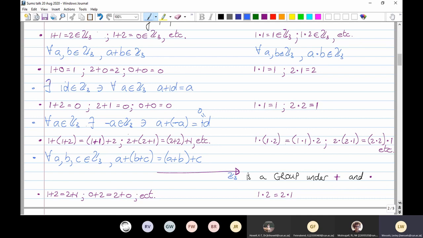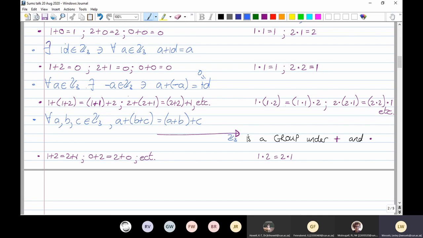And then if you have all of those properties, we will call Z3 a group in this case, under addition and multiplication. So we write Z3 under addition, but then Z3, and I'm going to use a star because that star means I am taking Z3 without the zero element, under multiplication is a group.